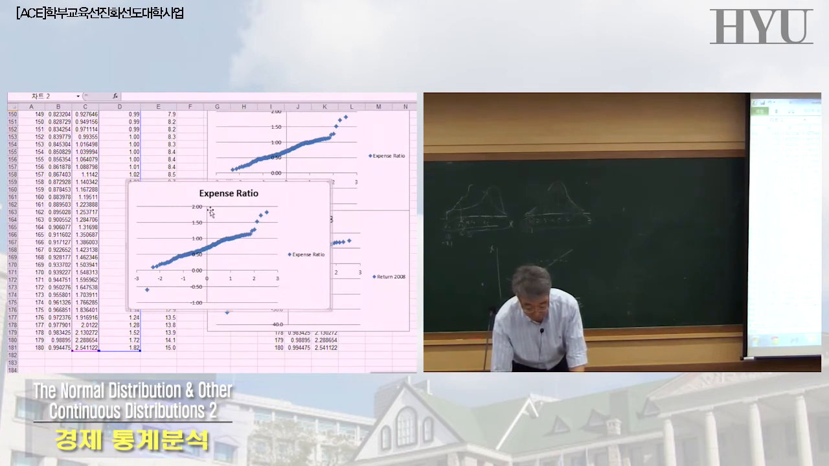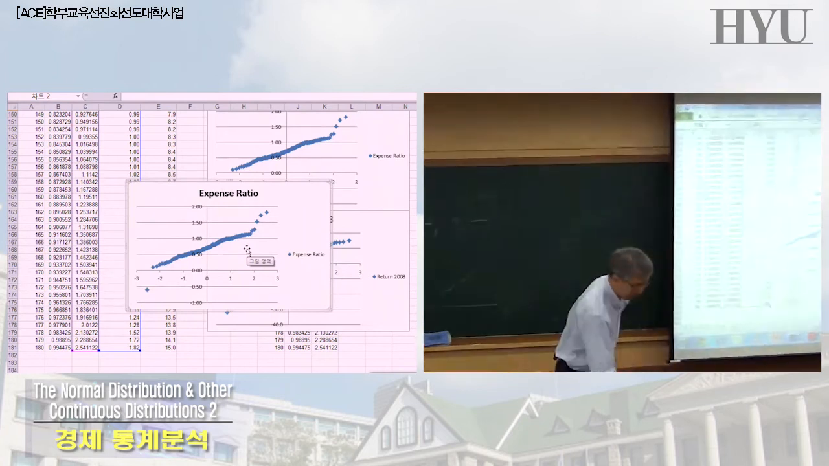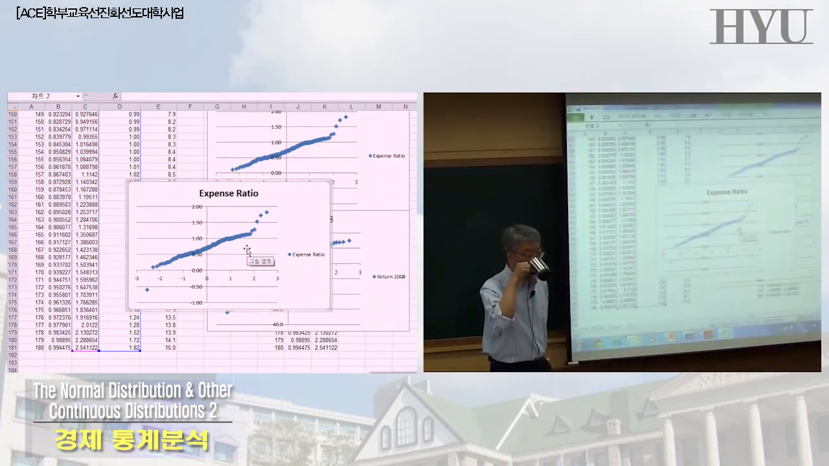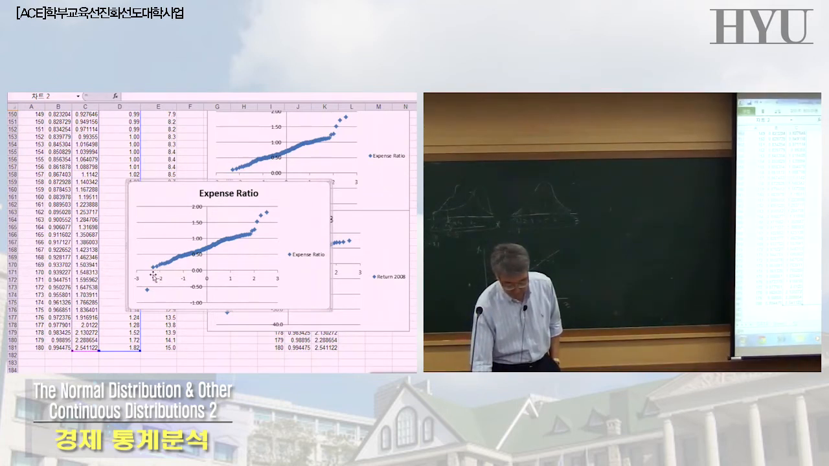And on the vertical axis, we have expense ratio. And what do you think? Does it look like a straight line? I would say no, because obviously there is one observation here, way at the bottom, where expense ratio is negative. How can expense ratio be negative? And here, obviously, it's not a straight line, way deviation from the straight line.